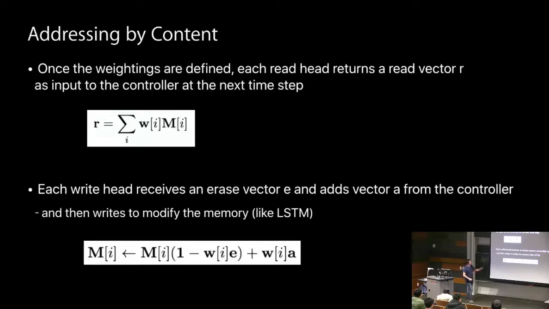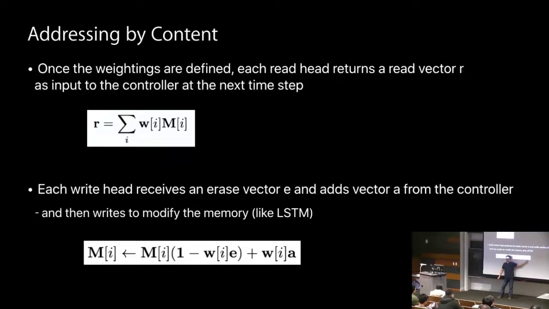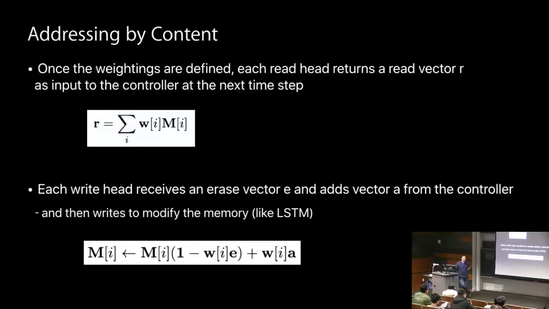And then each write head receives an erase vector E. Think of it as just some vector, maybe zeros, or I think they learned it as well. You add it into the controller, and then you write it to modify the memory cell. So you're updating the memory by saying, here's the content I want to update my memory with, and this is how much I want to forget what I've written to the cell before. These are very simple operations, but at the same time, they are differentiable.